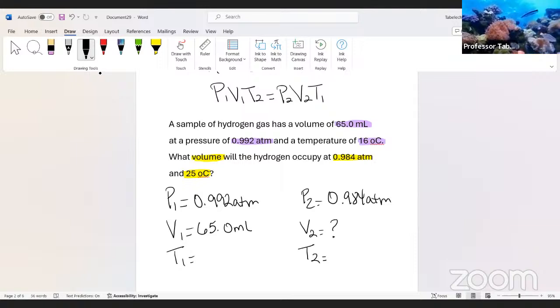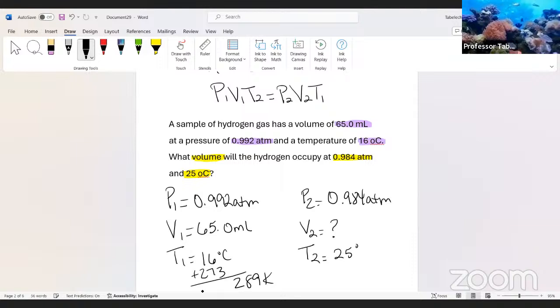My first temperature reading was 16 degrees Celsius, but remember, we must convert that to Kelvin by adding 273 to that number, and we end up with 289 Kelvin. The second temperature reading was 25 degrees Celsius. Again, we're going to add 273 to that, and we get 298 Kelvin, okay? So far, so good. This is what you have for your values.